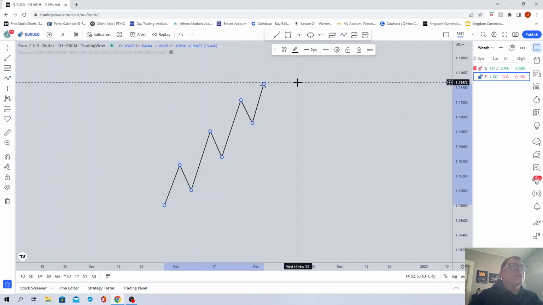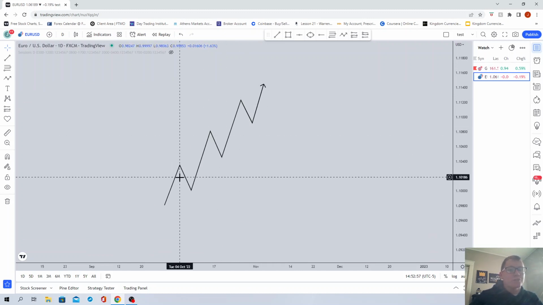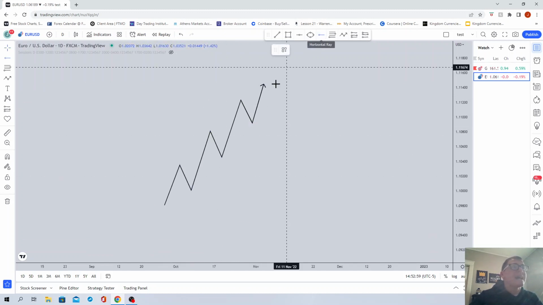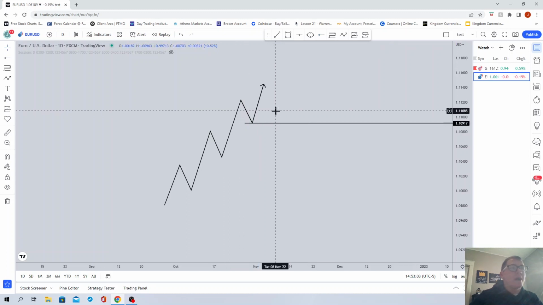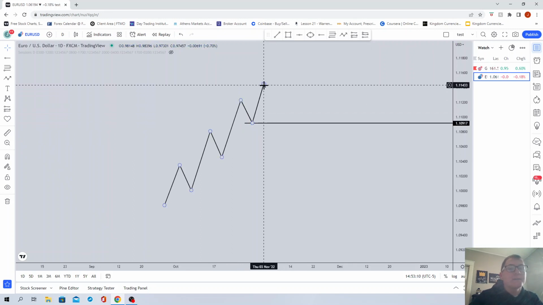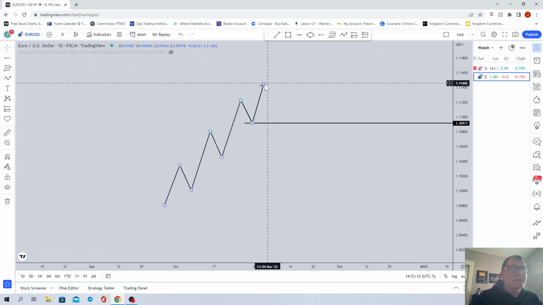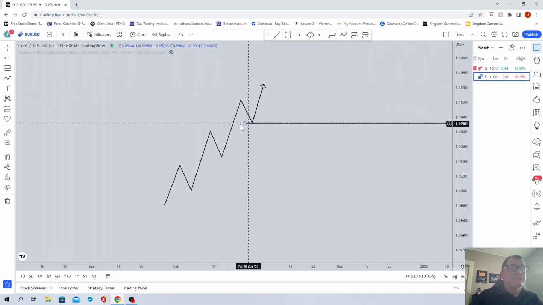So market structure is only flipped, it only becomes a bearish trend, whenever the last significant higher low is broken. Now, how do you determine that? The last significant higher low is the low that created the current highest high. Okay, so this is the current highest high. The low that created that push is deemed the last significant higher low.